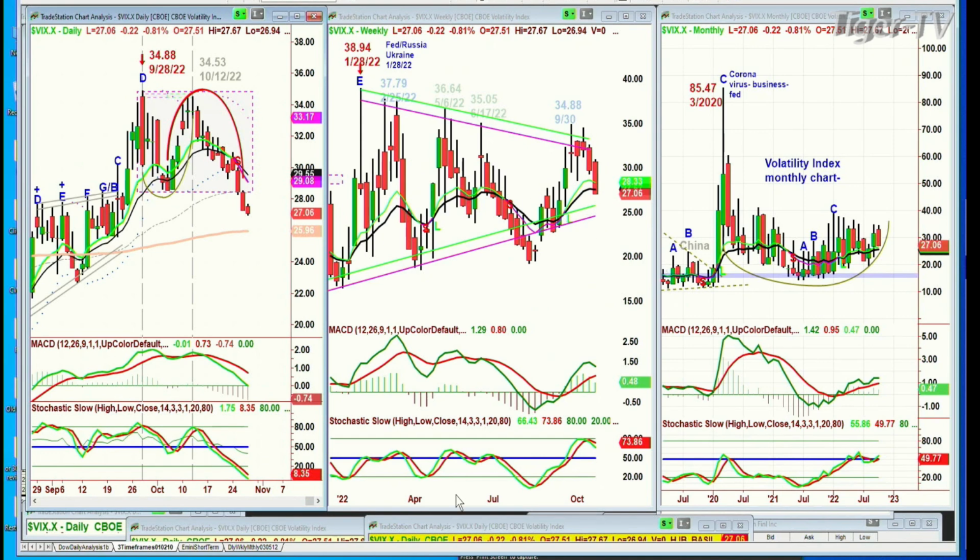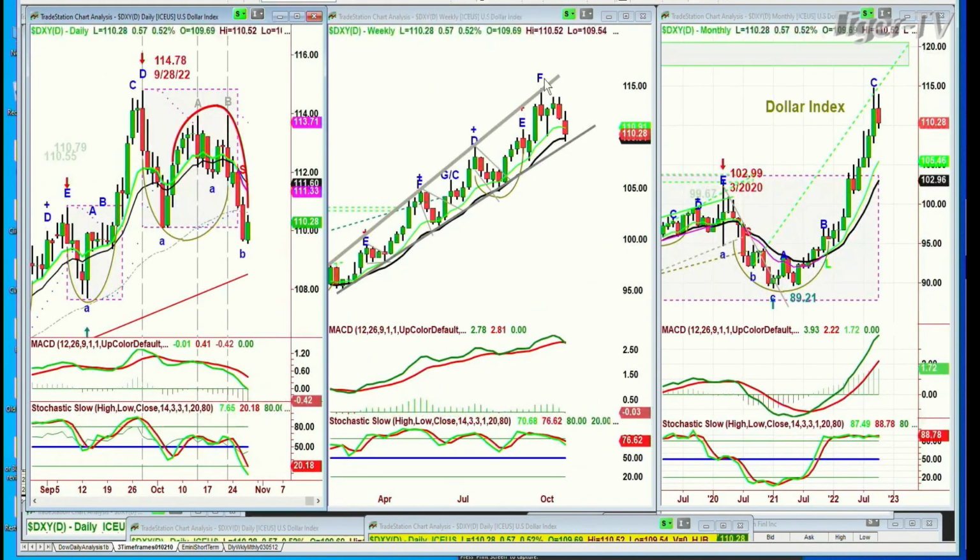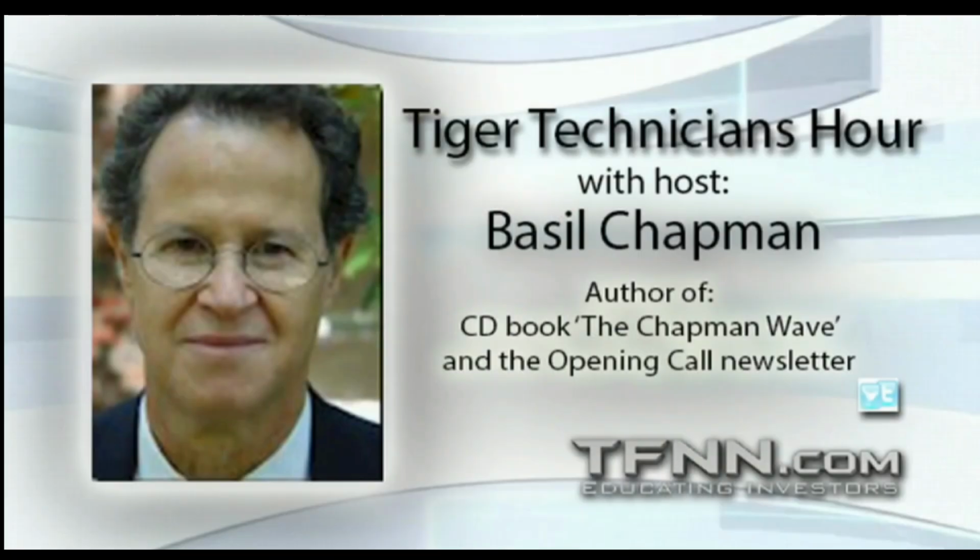I want you to do this real quickly. I want to show you the dollar. Here we go. The dollar, same pattern. It went under, but this one has bounced above that left side low. So we're watching the dollar closely. Up 56 ticks. Basil Chapman, Tiger Conditions Hour. Dow's up almost 500.